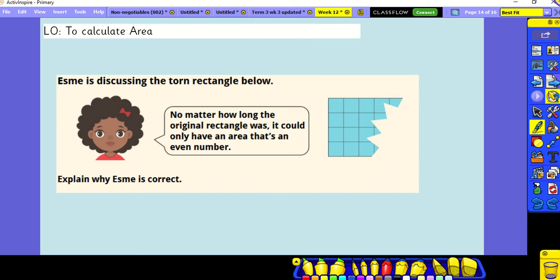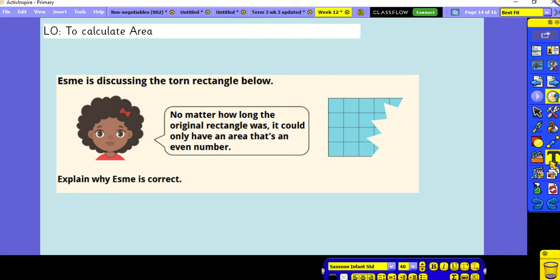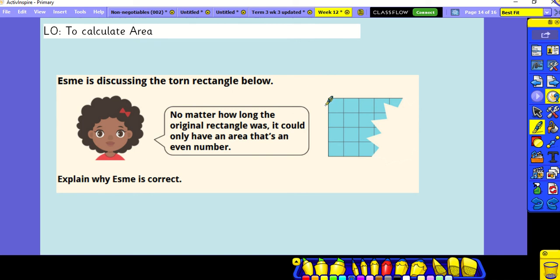Here is an example of a problem solving. Esme is discussing the torn rectangle below. She says no matter how long, so we know how wide this rectangle is. The width is 4 centimetres. But the length could be any length because that could stop there, or we don't know because it's ripped, it could go on one more or another one. So we don't know how long this rectangle is. Okay, we know how wide it is.